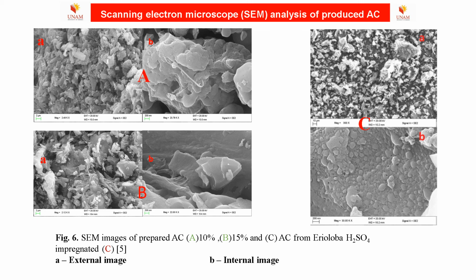Then comparing with the C1 AC, which was prepared from acacia seed pods with H2SO4, you can see the A external, which matches the ACA 10% H3PO4 and AC B 15% H3PO4 impregnated on acacia. They are similar pictures. And B1 is the internal image, which shows many pores scattered in it. Soft pores are formed with H2SO4. This has been reported in the Journal of Cleaner Production in 2019.